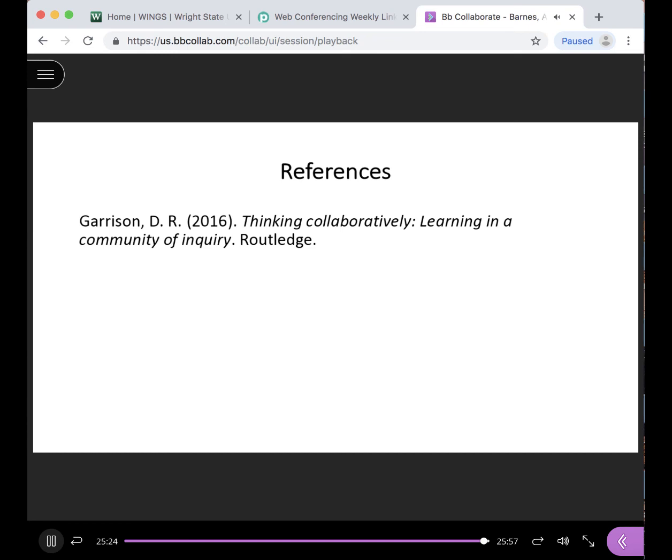This is the APA reference for our text, Thinking Collaboratively, Learning in a Community of Inquiry. That's where most of the information that was in today's discussion can be found.